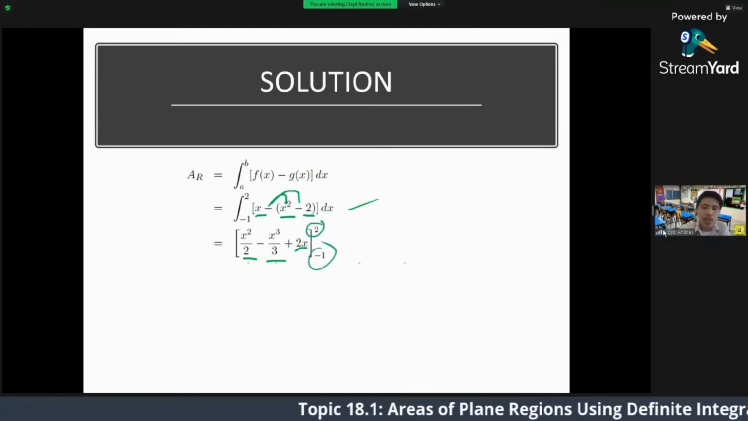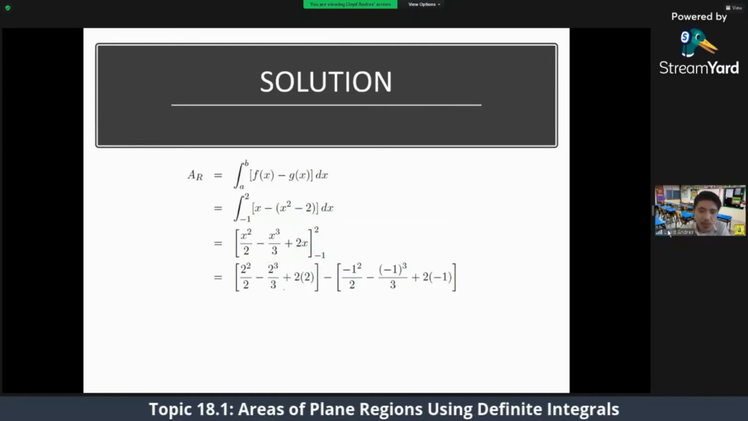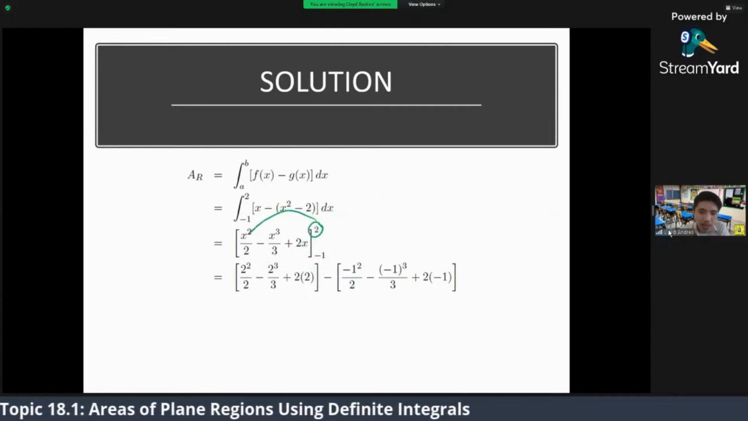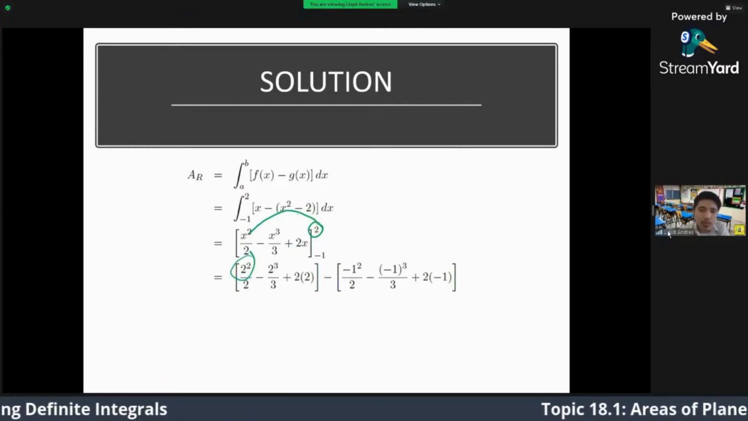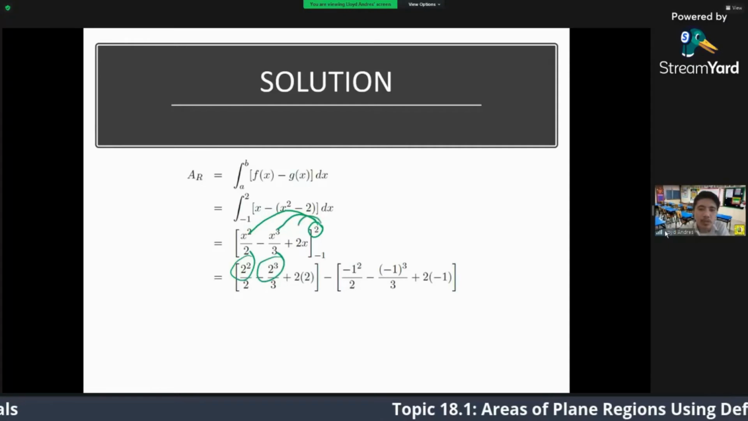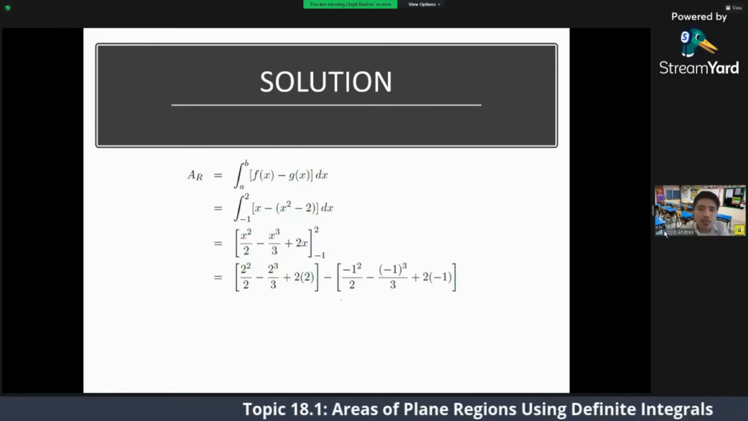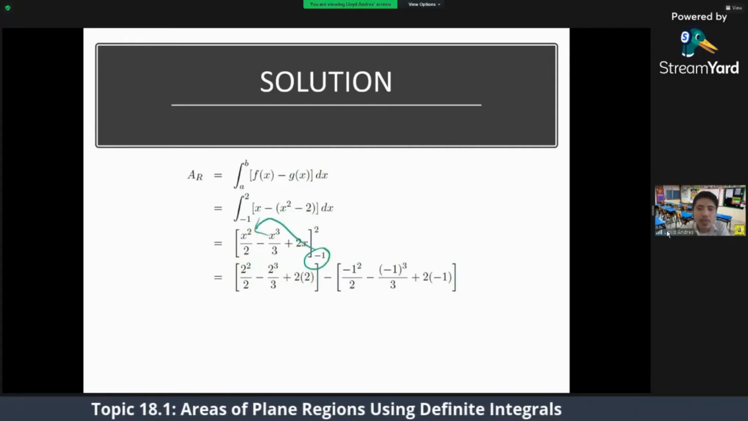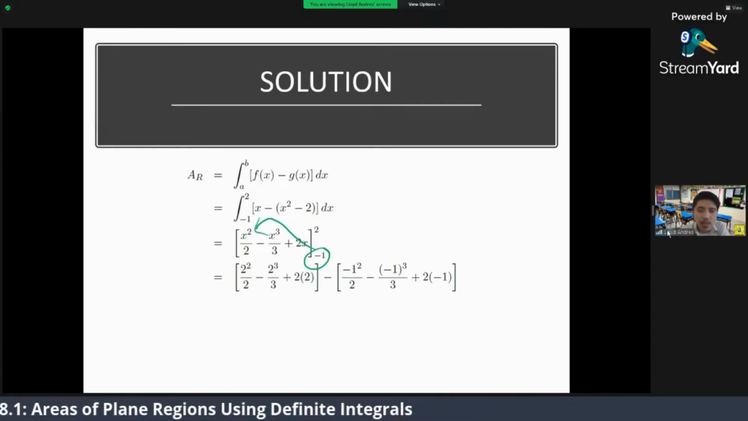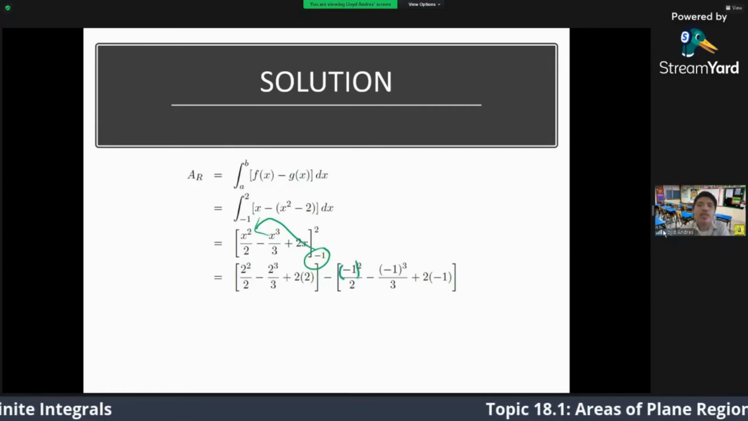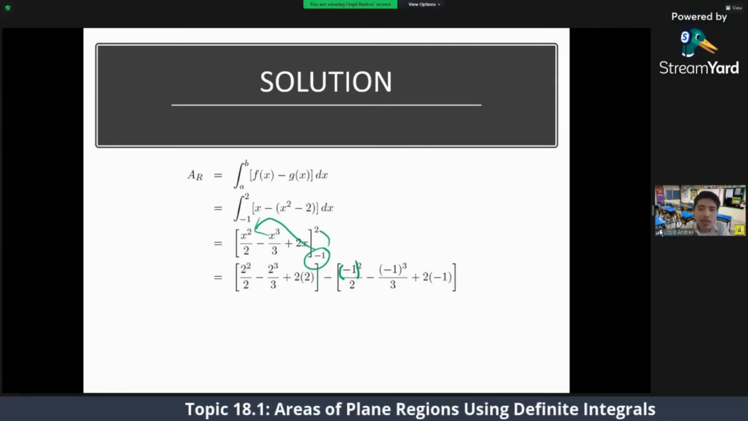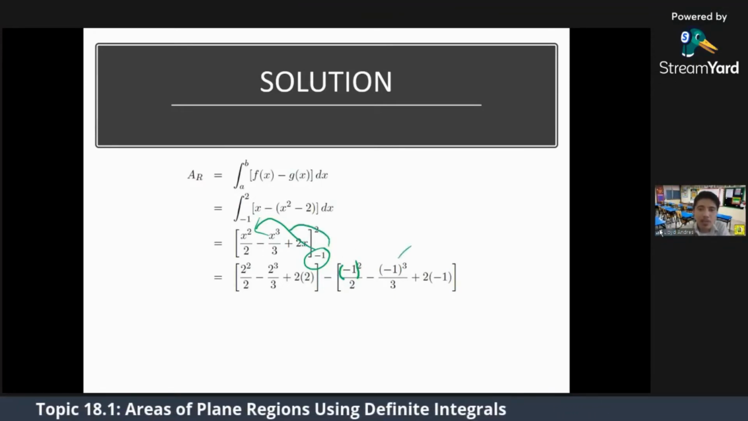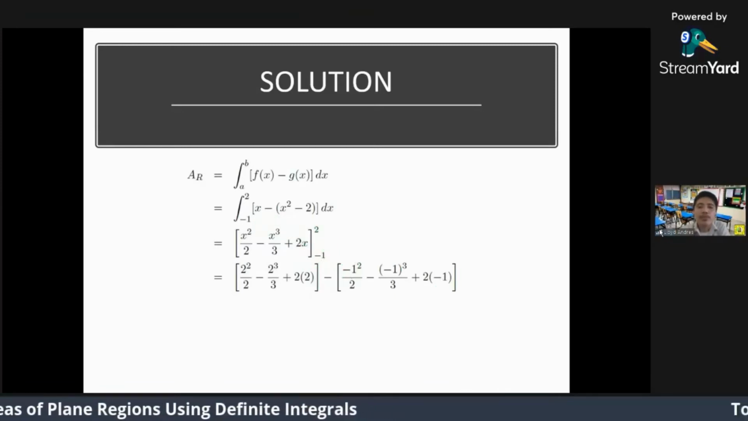So, we start with the upper limit. Substitute 2 there. So we have x squared, 2x, 2 squared over 2, then 2 cubed. And then, after that, substitute negative 1. So, negative 1 squared. Take note, this should be enclosed in parentheses. Then next, negative 1 cubed, the same, enclosed in parentheses, and 2 times negative 1. So, after substituting, we simplify.